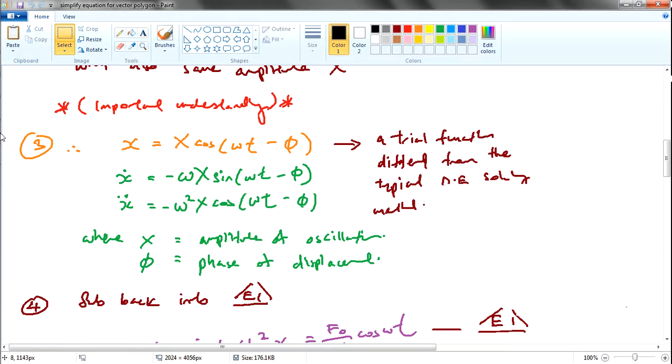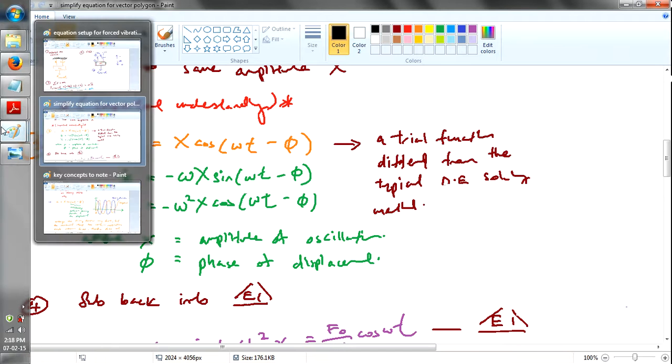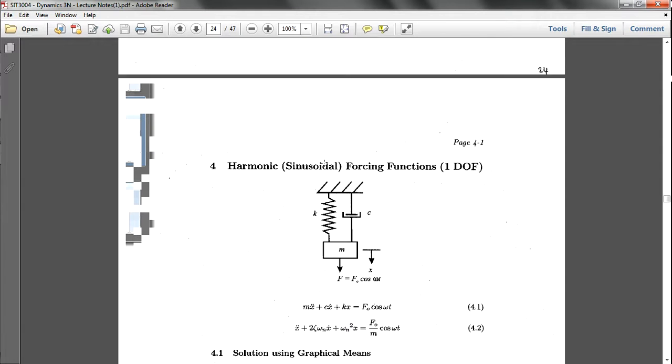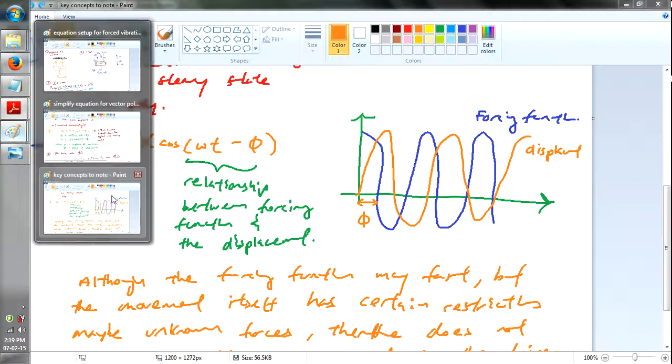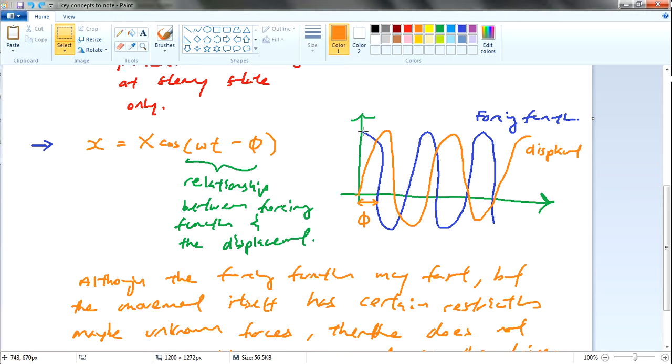What is this actually? From your notes, chapter 4, it says that the angle phi is the displacement vector lagging the force vector by an angle of phi. So it means that the displacement is lagging behind the force. So what does this mean? Let's go back to my graph. So imagine the blue color one.